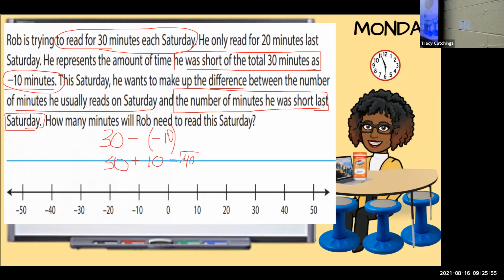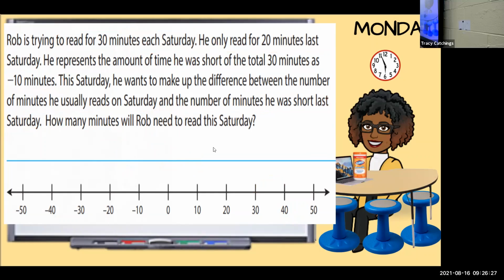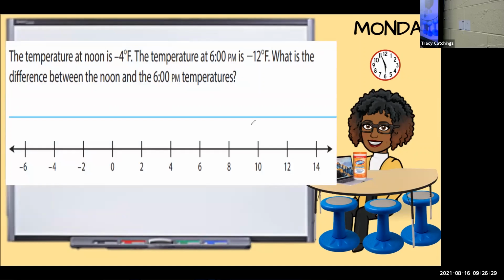They gave us a number line. Anytime they give you a number line, they typically want you to represent that on your number line. So we'll come over here to 30, and we're just going to take 10 hops to land on 40. Any questions about it? Everybody got what you need? I'll give you about 30 seconds to a minute to have a look at that problem.